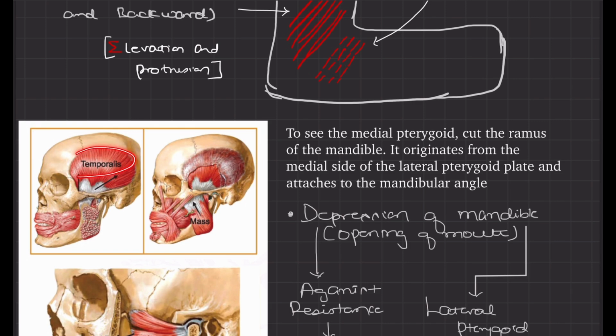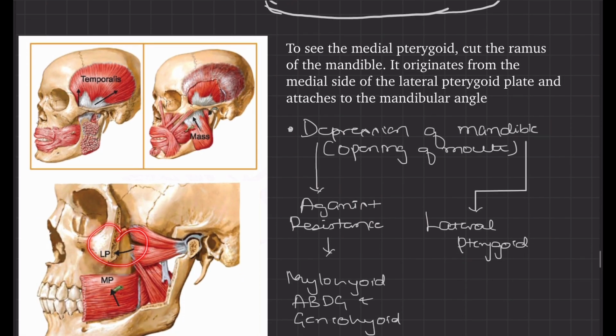Remember, this is the temporalis muscle, this is the masseter muscle, and this is the lateral pterygoid. To see the medial pterygoid, we have to cut the ramus of the mandible, as seen in the image. It originates from the medial side of the lateral pterygoid plate and is attached to the angle of the mandible.